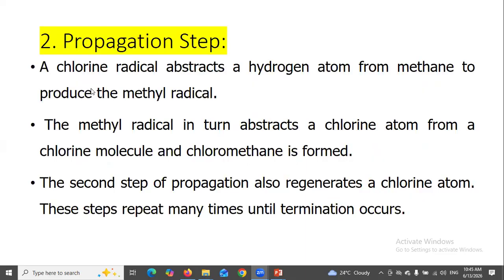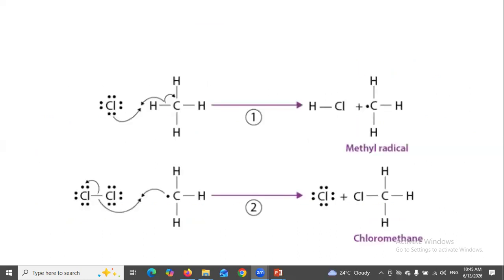In the propagation step, a chlorine radical abstracts a hydrogen atom from methane to produce the methyl radical. The methyl radical then abstracts a chlorine atom from a chlorine molecule and chloromethane is formed. The second step also regenerates a chlorine atom. These steps repeat many times until termination occurs. Methyl radical and chloromethane.